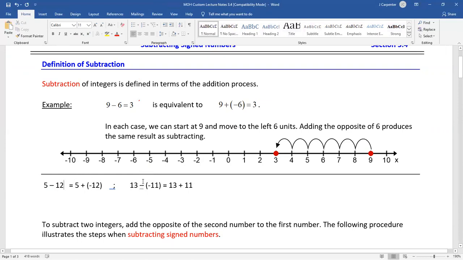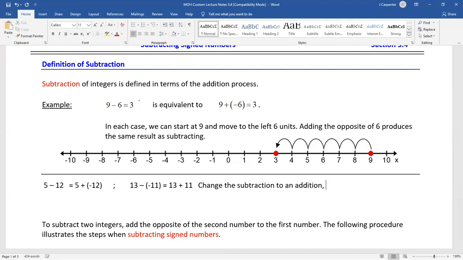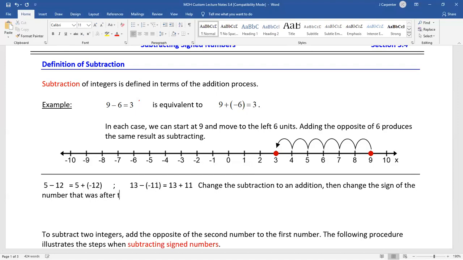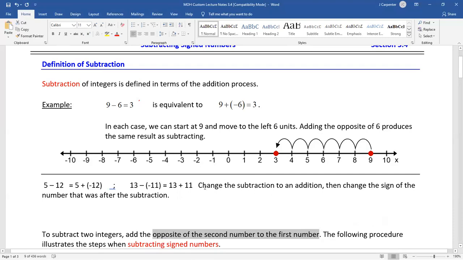Or 13 minus negative 11, so we change this subtraction. Sorry, it won't let me highlight just what I want. There we go. We change it to an addition. And then this negative 11 changes signs to a positive 11. So again, what we are doing is changing the subtraction to an addition, then change the sign of the number that was after the subtraction. That's the same thing as what says down here. To subtract two integers, add the opposite of the second number to the first number. I'm just being a little more specific.